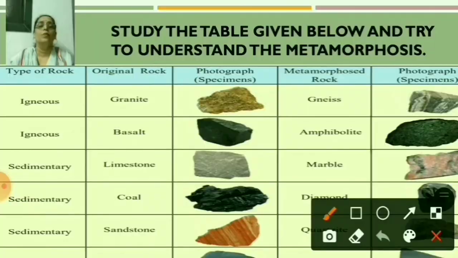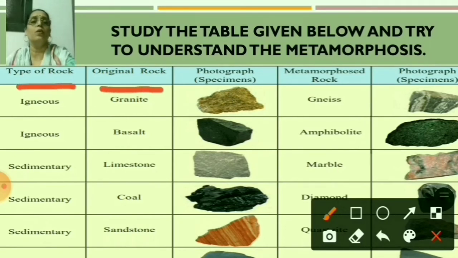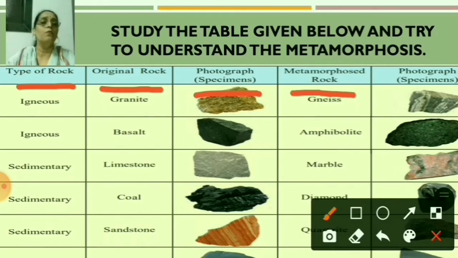So students, now we are going to study the table given below and try to understand the metamorphosis. So the first column is type of rock. Second is original rock. Third is photograph specimens. Fourth column is metamorphosed rock. And the fifth column is photograph specimens. And now, see the first one is igneous rock.